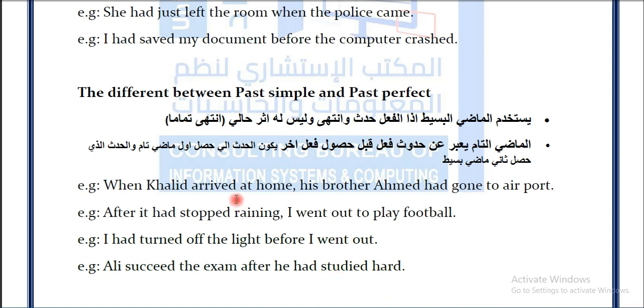When Khalid arrived at home, his brother Ahmed had gone to the airport. After it had stopped raining, I went out to play football. Or I had turned off the light before I went out. Ali succeeded in the exam after he had studied hard. All these sentences indicate what? They indicate two actions. One happened before the other or one happened after the other.